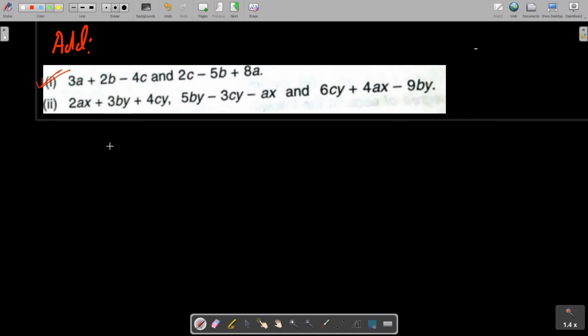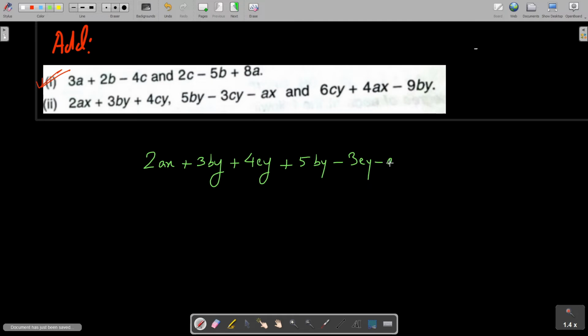Okay. So first let's try using the row method. Then we'll do the column method. So in the row method, let me write it. It is given 2ax plus 3by plus 4cy plus 5by minus 3cy minus ax plus 6cy plus 4ax minus 9by. First thing we're going to do is look for the like terms.